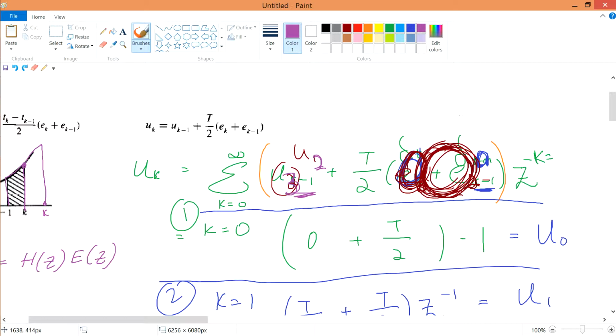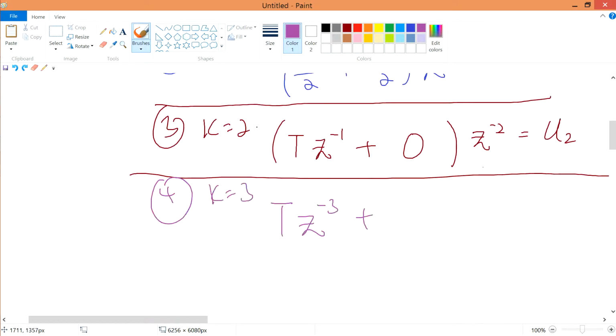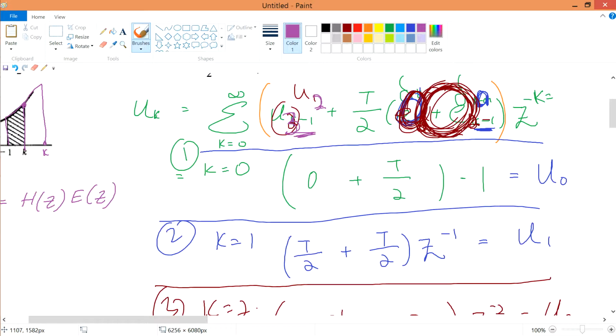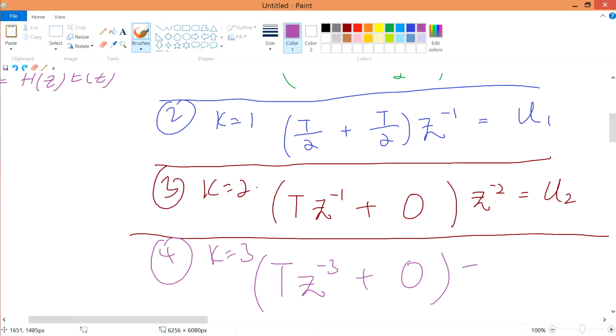Hopefully you understand this. Otherwise, you should go back and watch the Dirac delta video. This might ring some bell to you. But anyway, this whole thing will still become 0, and therefore it's still 0. And if k equals 3, z minus 3 now, so I'll just simply write z minus 3, which equals u3.